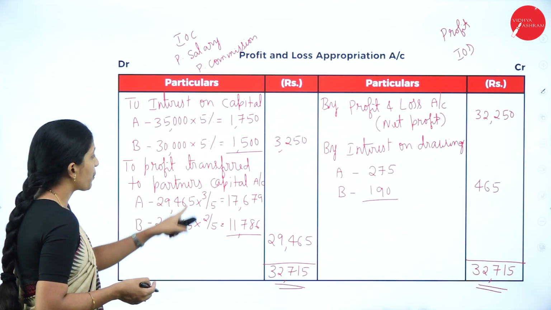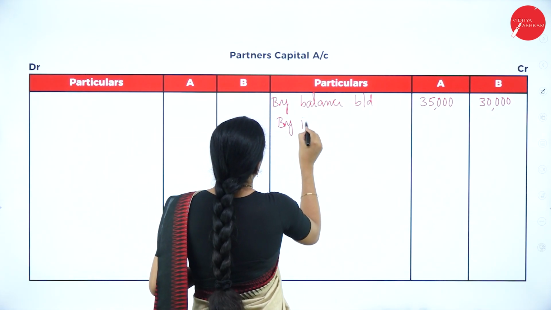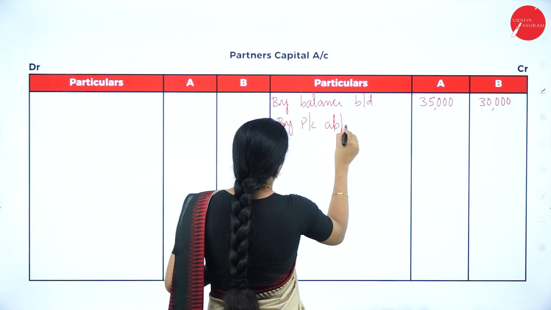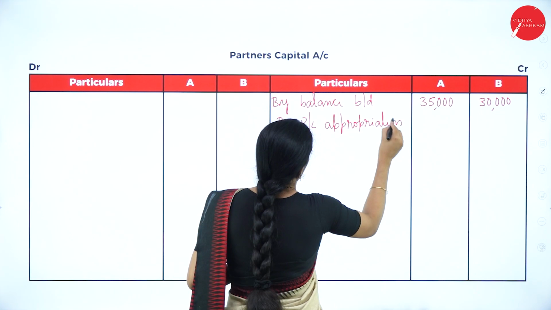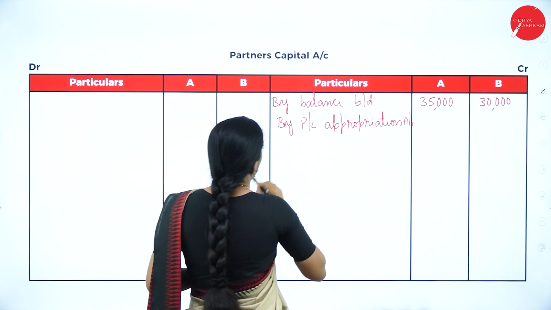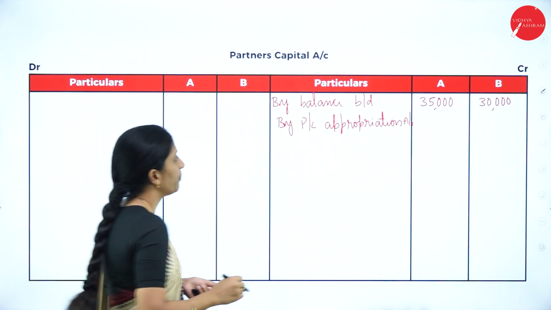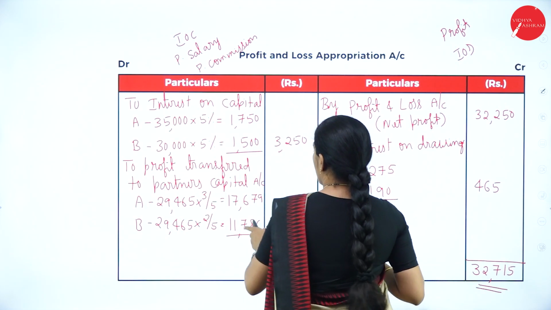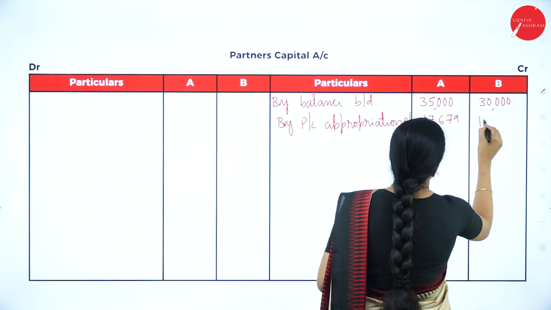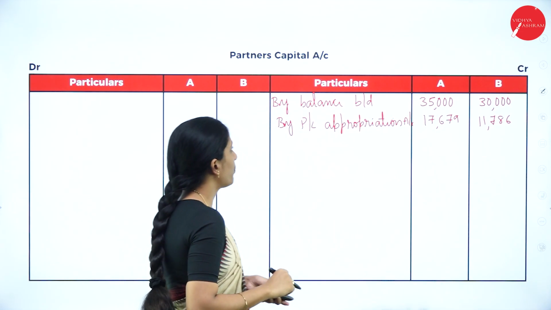Next, what to record in your partner's capital account? You'll transfer this profit. So how to write? By P&L appropriation account. So what is the profit of A and B? 17,679 and 11,786. So this will be the profit.